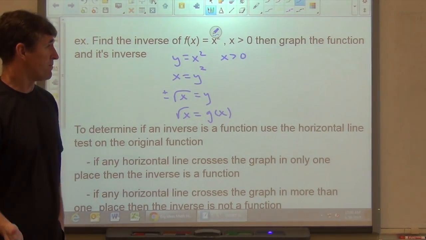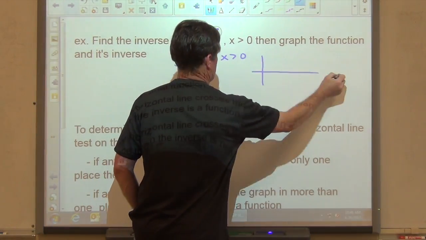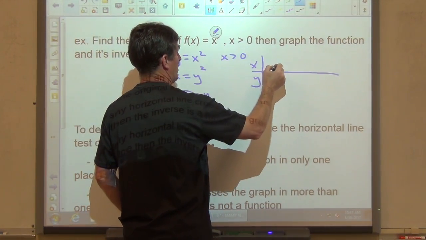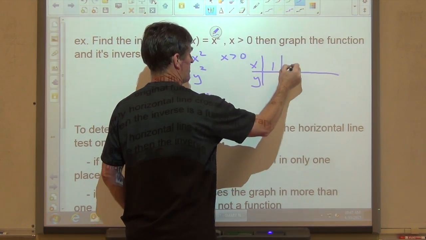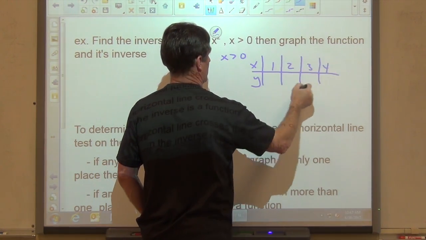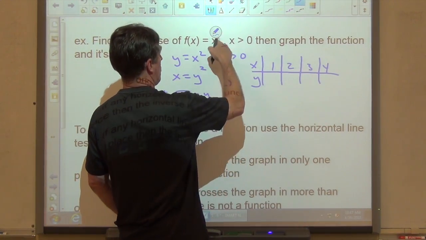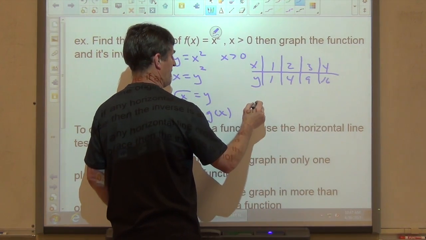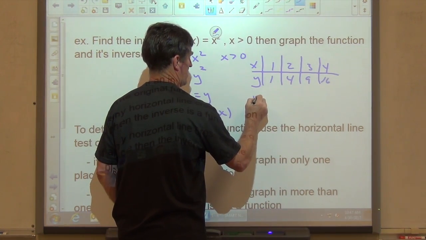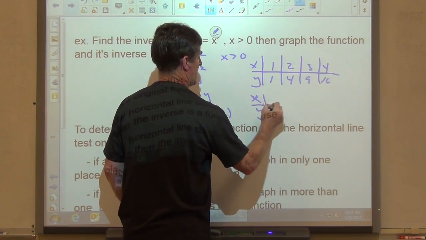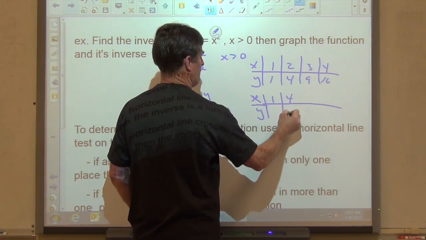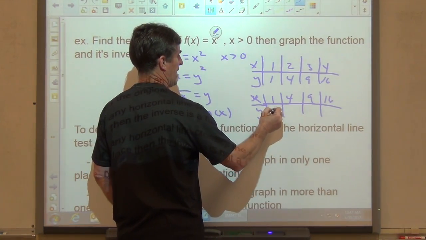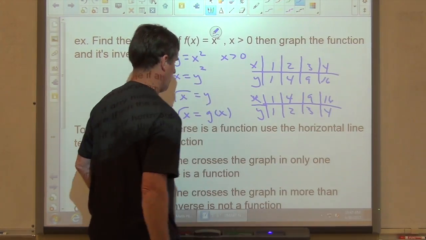If I was to graph it, all I'd have to do is make a table. So my x values, again, we're only doing when x is greater than 0, so I'm going to start at 1. If I plug that in, 1 squared would be 1, 4, 9, 16. Remember, if I wanted to graph the inverse, I just switch the x and y values. So it would be 1, 4, 9, and 16, and I would be at 1, 2, 3, and 4 for y.